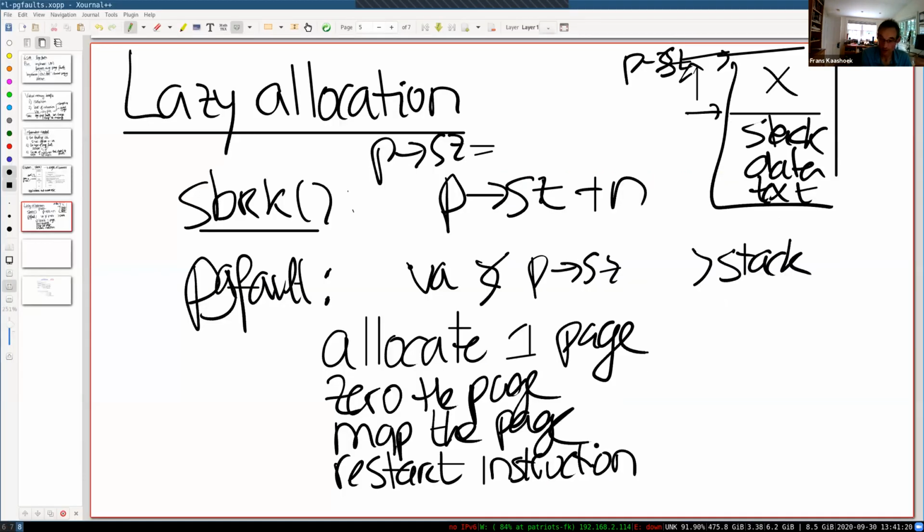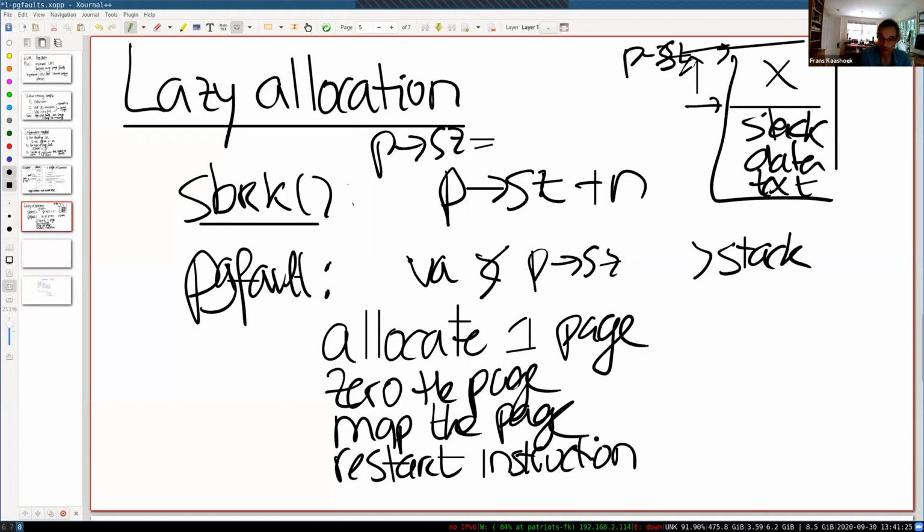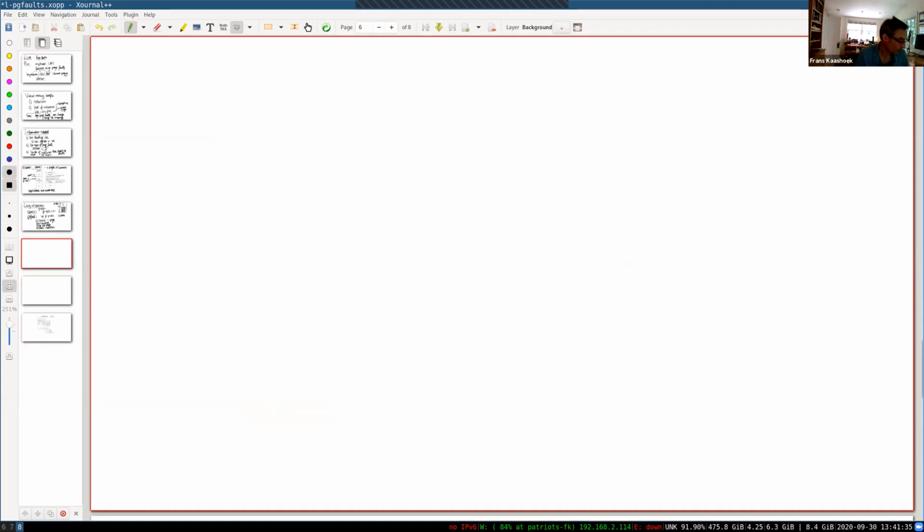Okay, in that case, I want to talk about a bunch of other usages, or cool things you can do once you have page faults and page tables and you update them dynamically. Another one that is almost trivial, but commonly used, is what's called zero fill on demand.